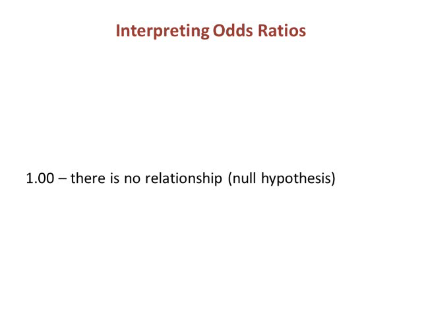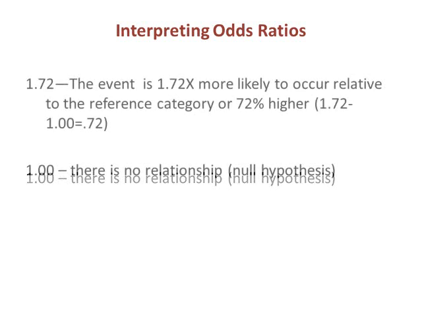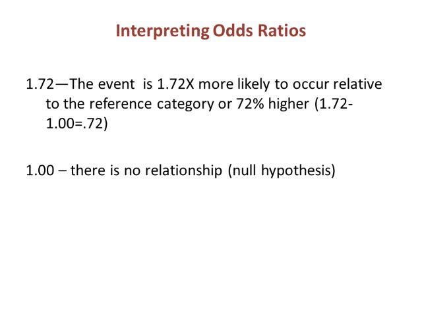Think of this like horse racing. If you placed a bet on a race in which the odds were 1 to 1, you would get back $1 for every dollar you wagered. There's really no point to that. The odds ratio is interpreted relative to a reference category.